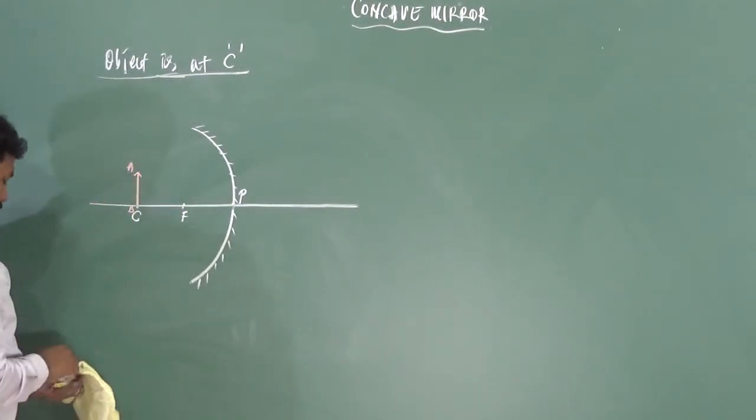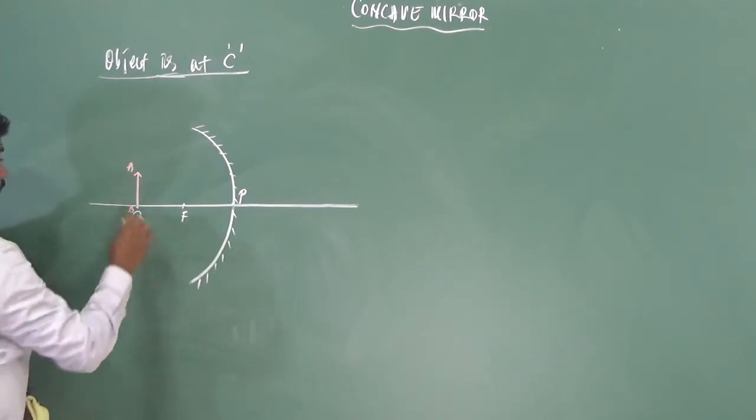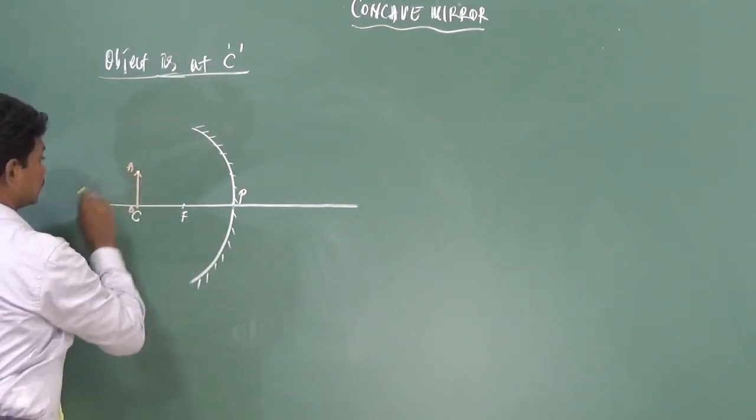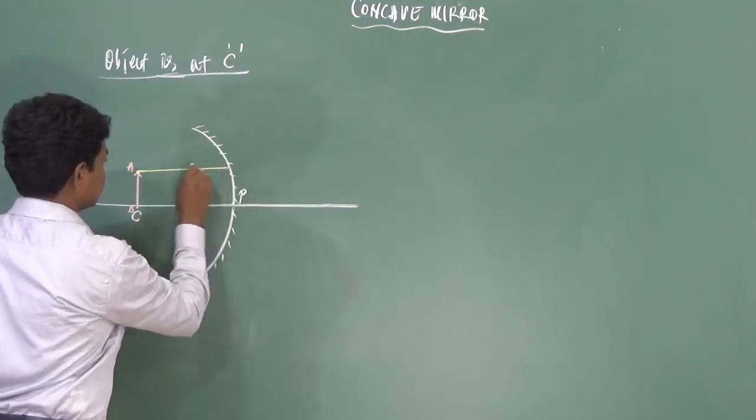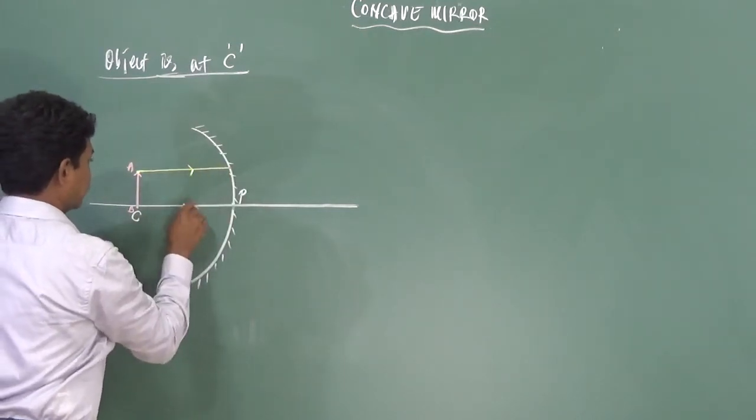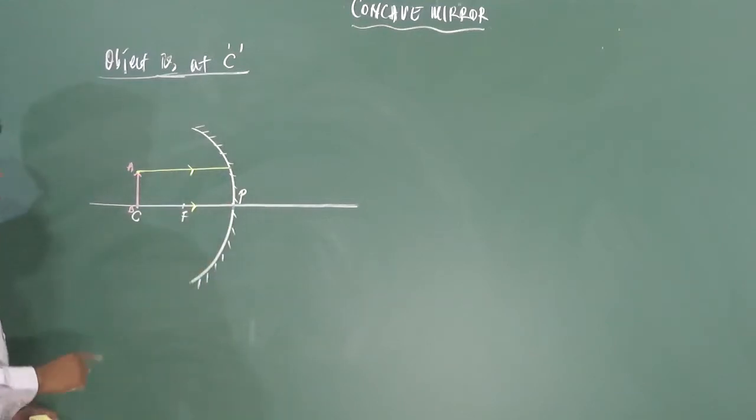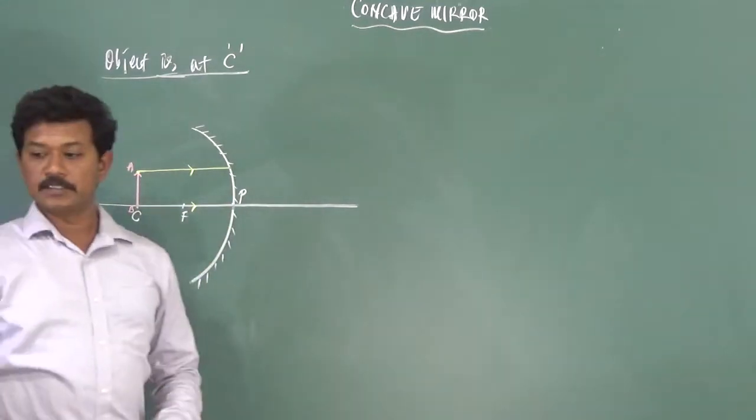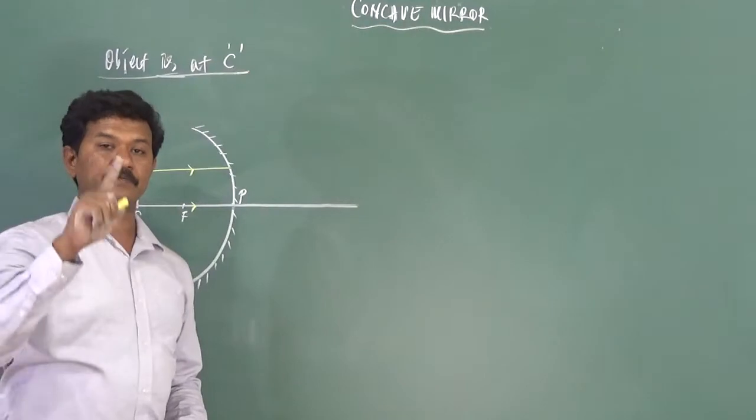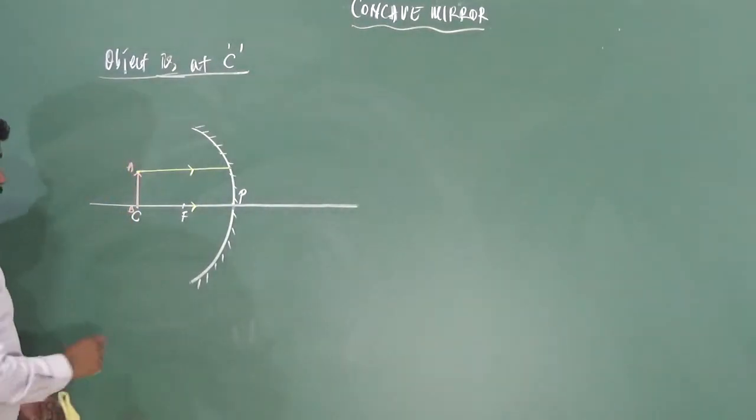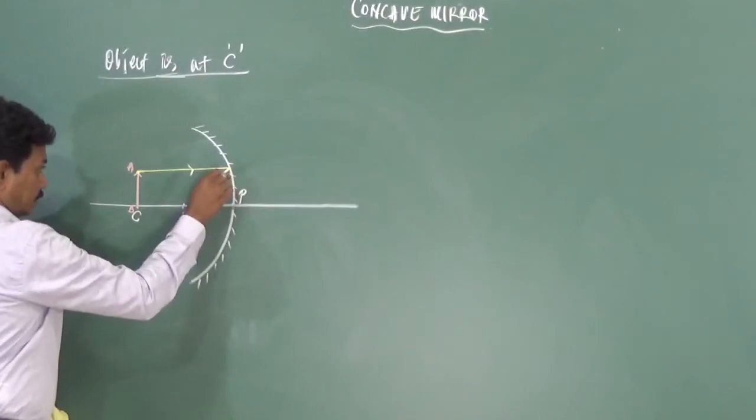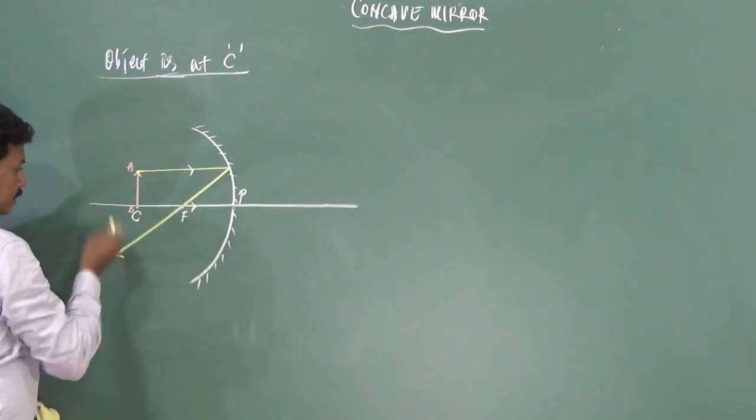Okay. Now let us take 2 light rays starting from point A. Let us make one of the light rays travel as usual parallel to the principal axis. So it is traveling parallel to the principal axis. According to rule 1, the light ray which is traveling parallel to the principal axis after reflection passes through the principal focus. The light ray after reflection is going in this direction.